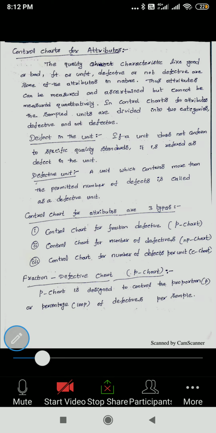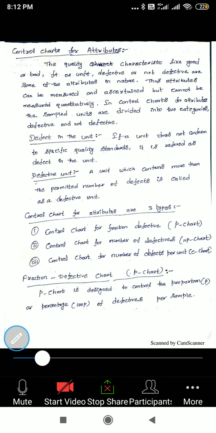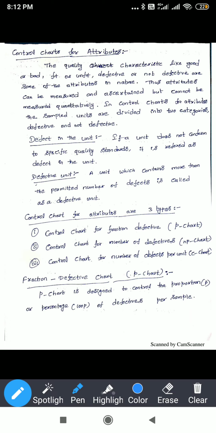Today we are going to discuss control charts for attributes. In the previous sections, we discussed the control charts for variables. Variables means it's measurable quantitatively. But when we come to control charts for attributes, we cannot measure quantitatively.